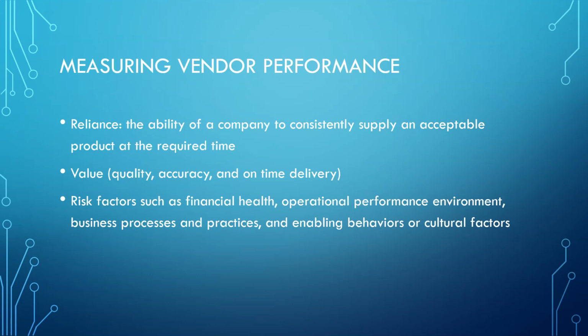To measure the vendor performance, the company will look at vendor reliability, which is the ability of a company to consistently supply an acceptable product at the required time. The company will look at the value through measuring quality, accuracy, and on-time delivery. And the company will look at other risk factors such as financial health, operational performance, business processes and practices, and enabling behaviors or cultural factors.